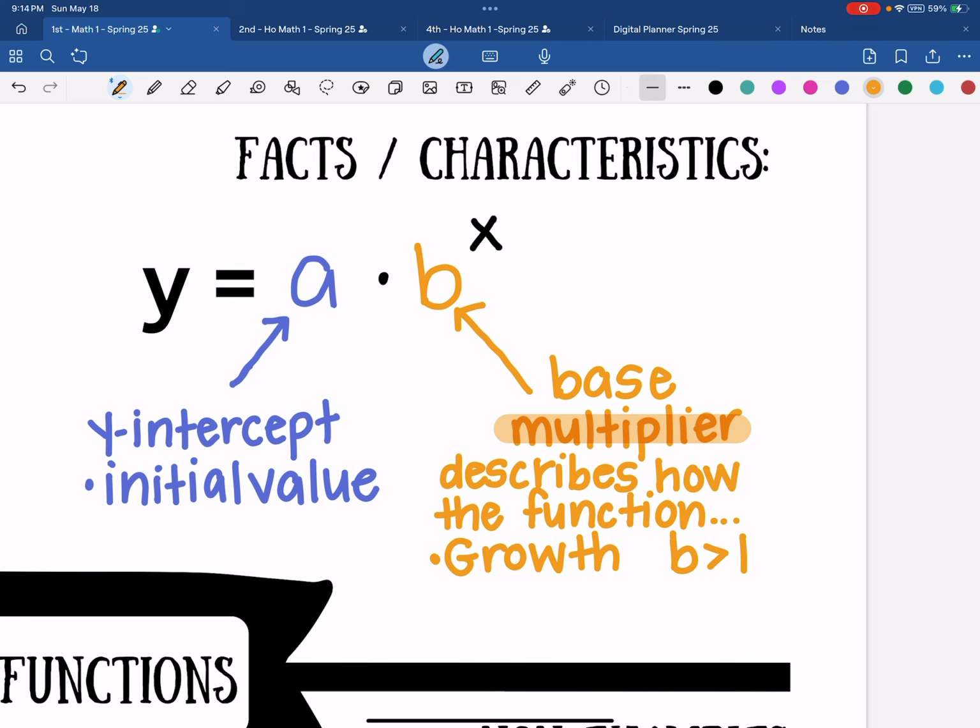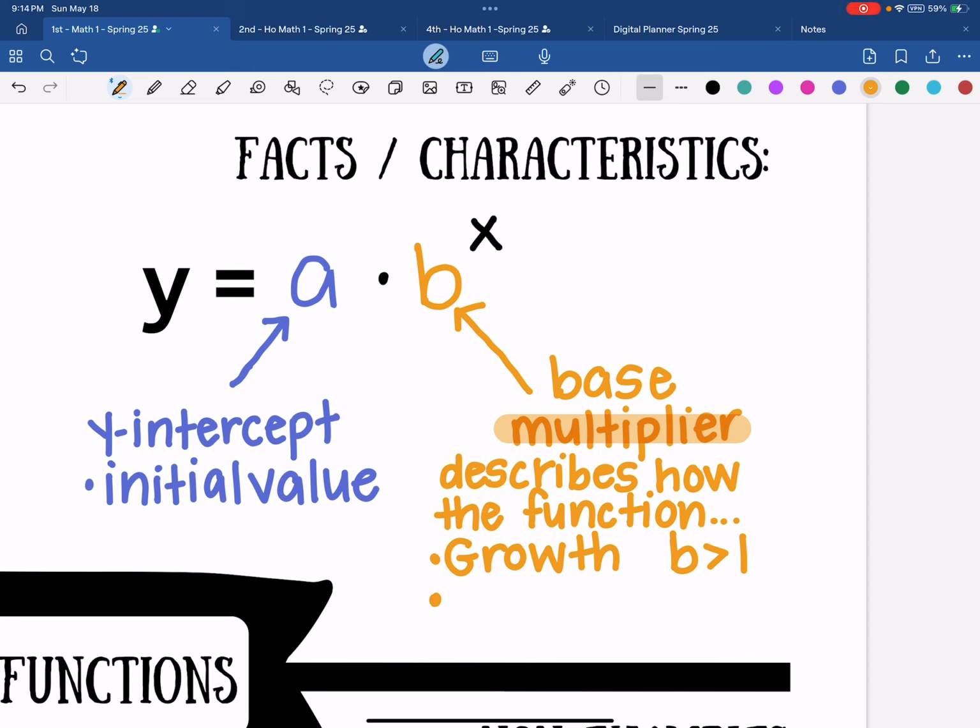My base has to be greater than 1. It can't be equal to 1 because 1 times anything is just going to keep repeating that same value over and over. So if it's growth, then the number below the exponent, the base, is greater than 1. If that number is greater than 1, that means we're multiplying by a number greater than 1, which means it's going to grow.